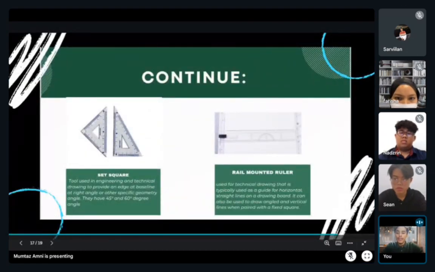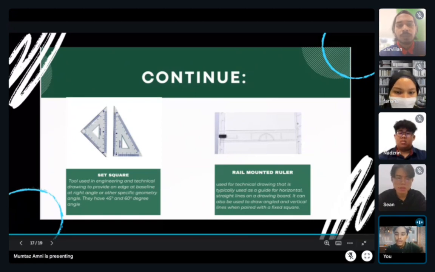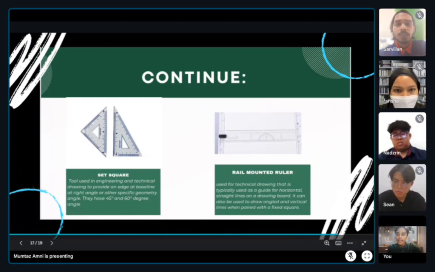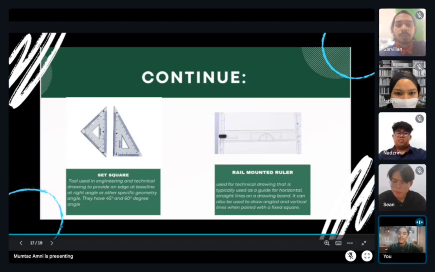Next is set square. Set square is a tool used in engineering and technical drawing to provide an edge at baseline and at right angle or other specific geometric angle. The set square has 45-degree and 60-degree angle.